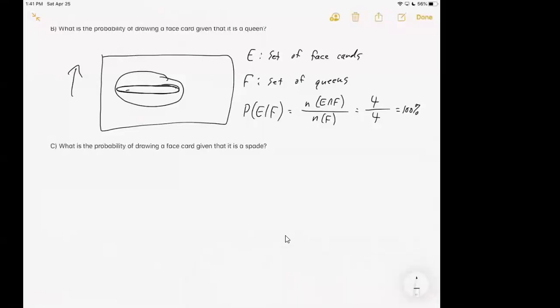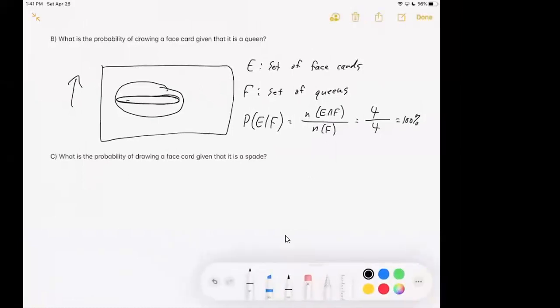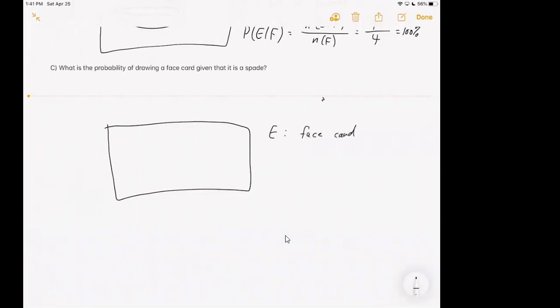So that is given. So something happened that required, I'm sorry, I've got a little glitch here, that this thing is a spade. So let's draw it out. Now event E is going to be the face cards. F is a spade. We know that some face cards are spades, but not all face cards. So we can draw a diagram that looks more like the typical Venn diagram with some overlapping regions.